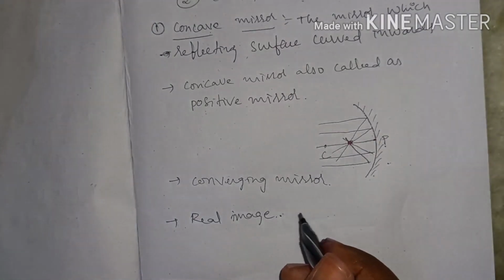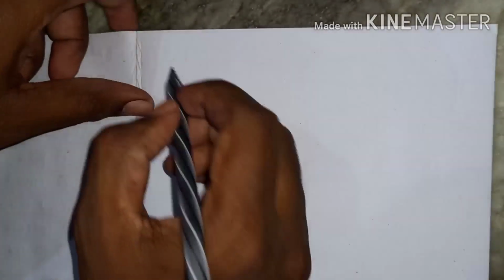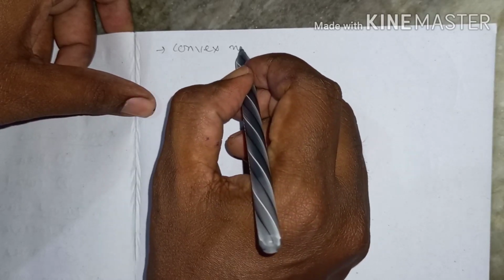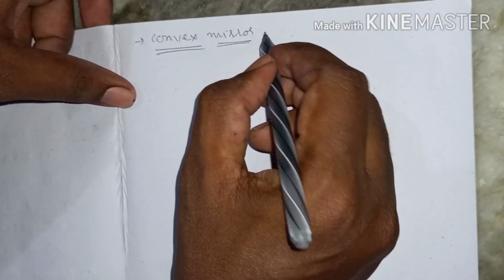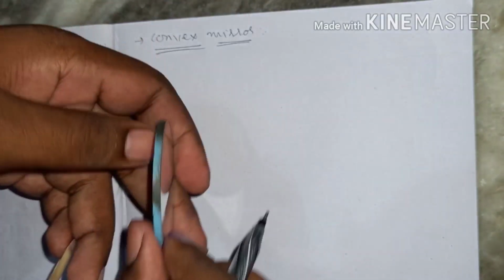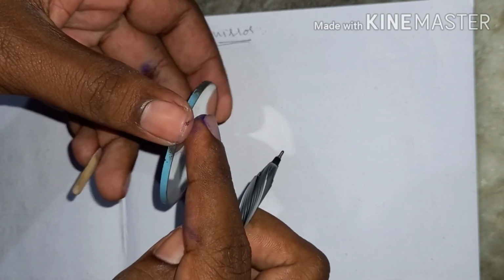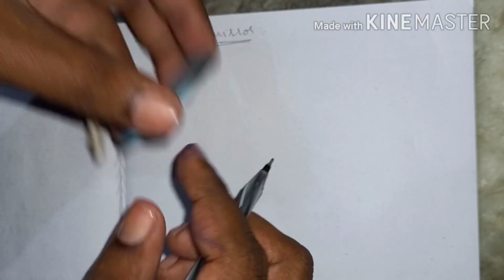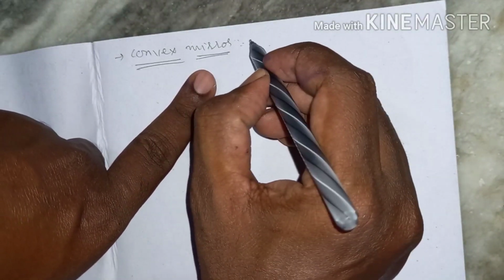Okay, the next one we can go for is the convex mirror. So what is a convex mirror? Earlier I showed you a convex mirror. See, this is the convex mirror. See here the curved part. The reflecting part bulges outside, and the coated part is curved inside. So that's why you call it a convex mirror.